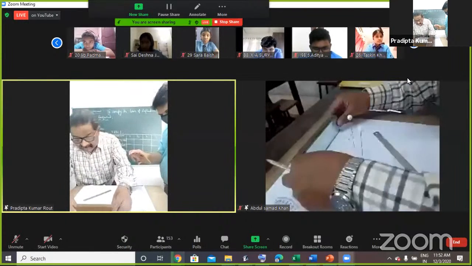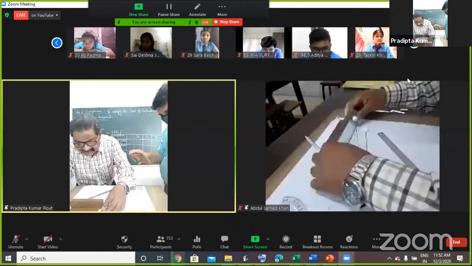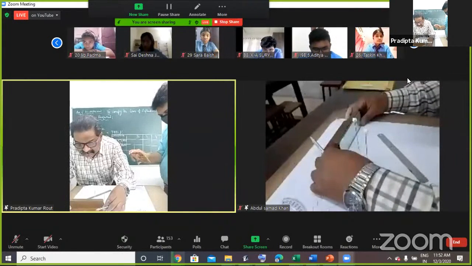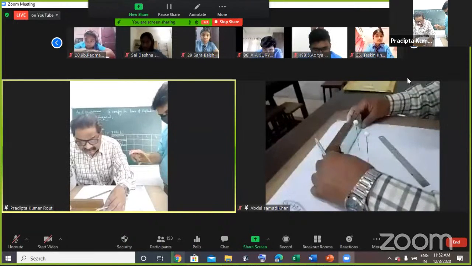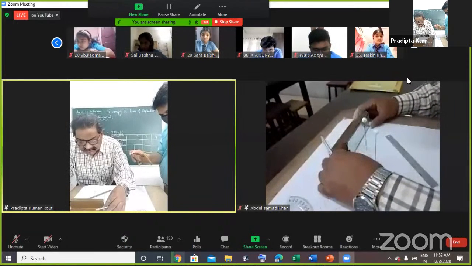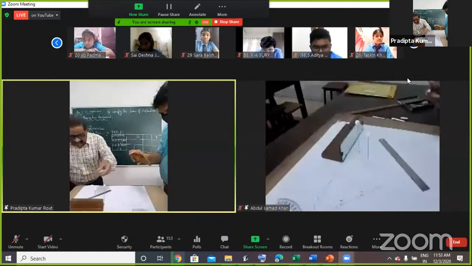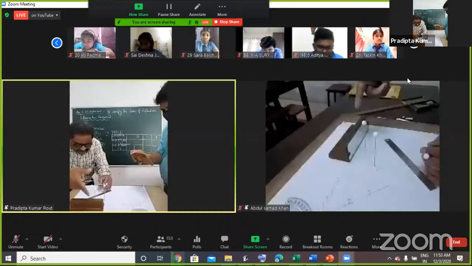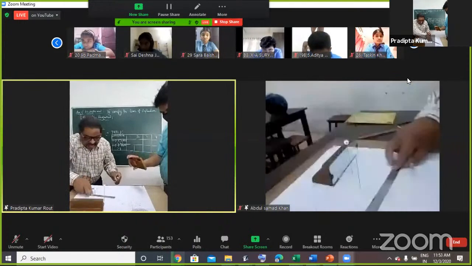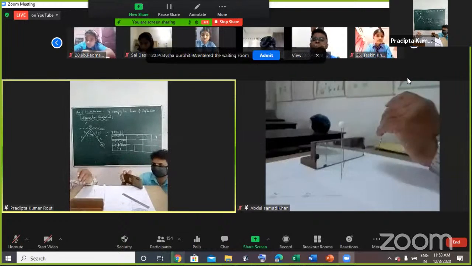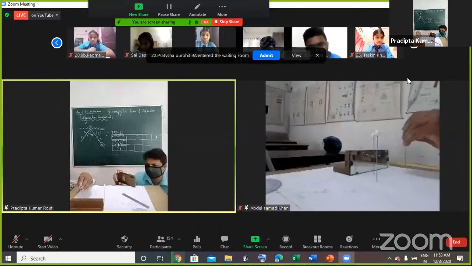Anyway, now the image of these 2 pins will definitely show here through the mirror. You can see the image of these 2 pins is visible through the mirror this side. And those pins, I'm just showing you.